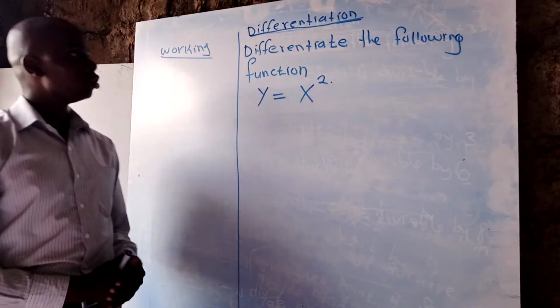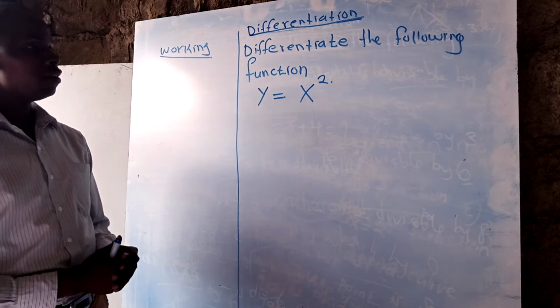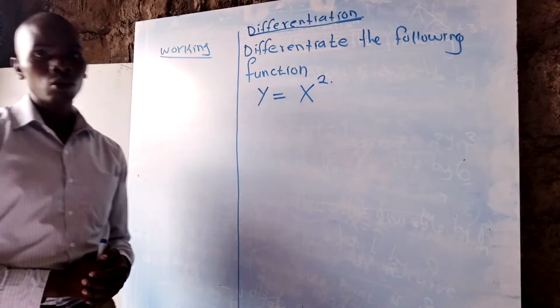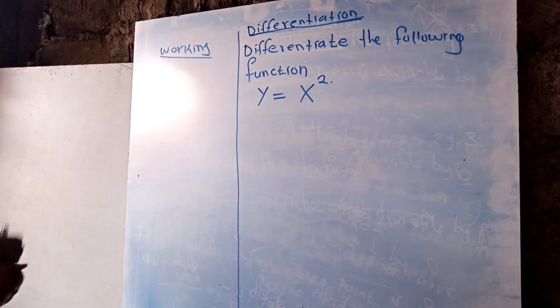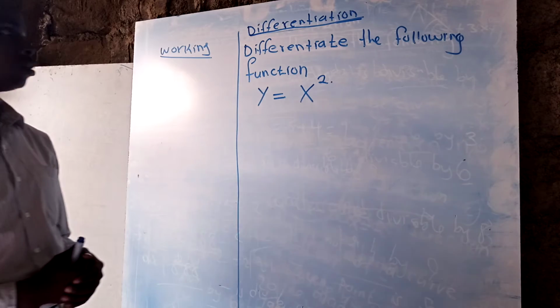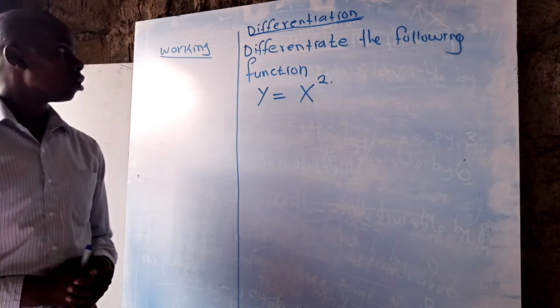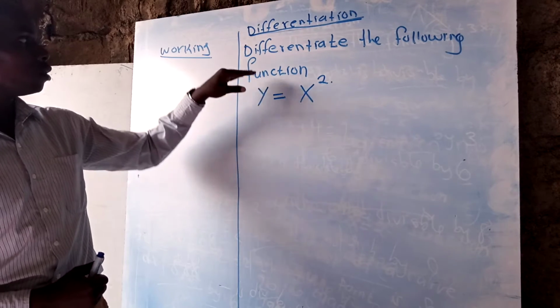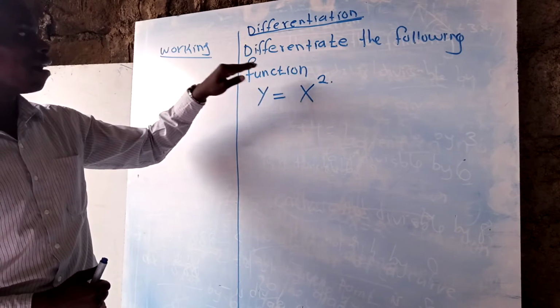We're going to make a continuation of differentiation. I'm going to use just the example which is here to remind you what we did last time, and then we continue from there to do two to three questions before we wind up. So the question is, differentiate the following function.